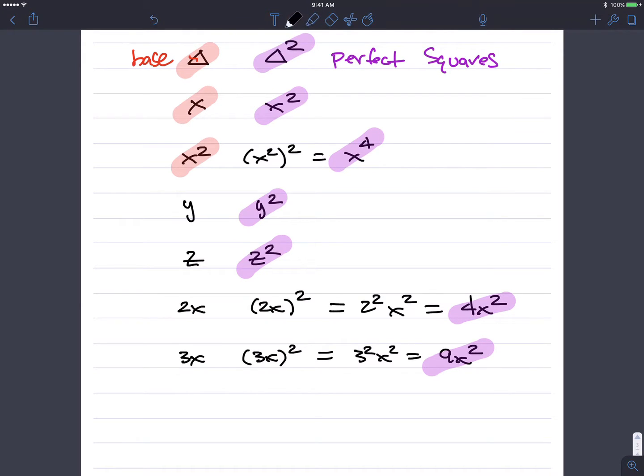Okay. What are the bases? Let's see the bases. Y is a base. Z is a base. 2x is a base. 3x is a base. This is where all my bases are. Okay? Should we do some more? Is that easy or is that hard?